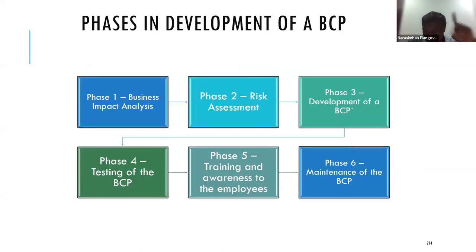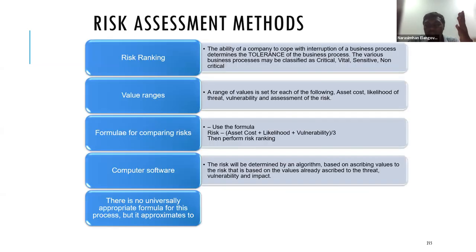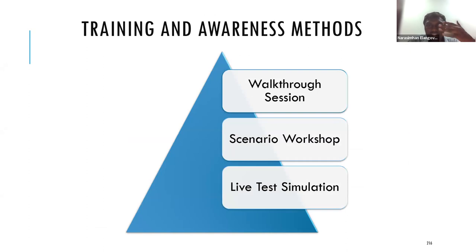Do a BIA, that's the first step. Examination question: which of the following is the first priority step in a BCP? It's BIA. Then comes risk assessment, right? Many of them answer risk assessment. No, it is BIA. So BIA, then you do a risk assessment, then you develop the BCP, test it and train, right? So what are the various methods of risk assessment? You can look into it later. How do I have training, walkthrough scenarios, etc.